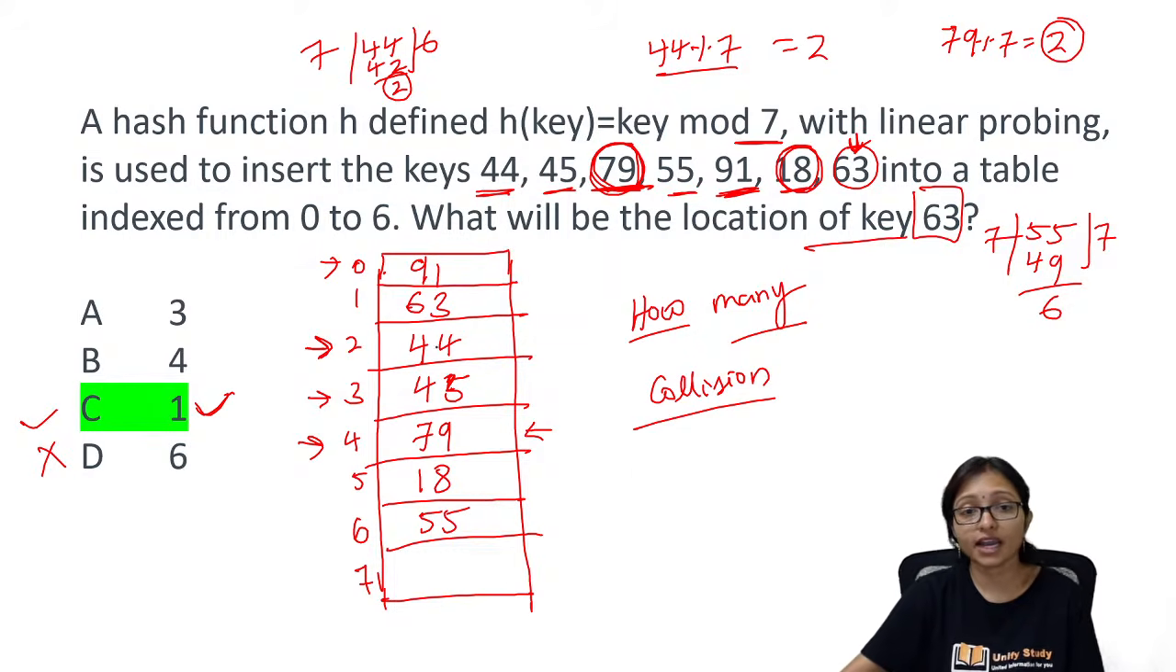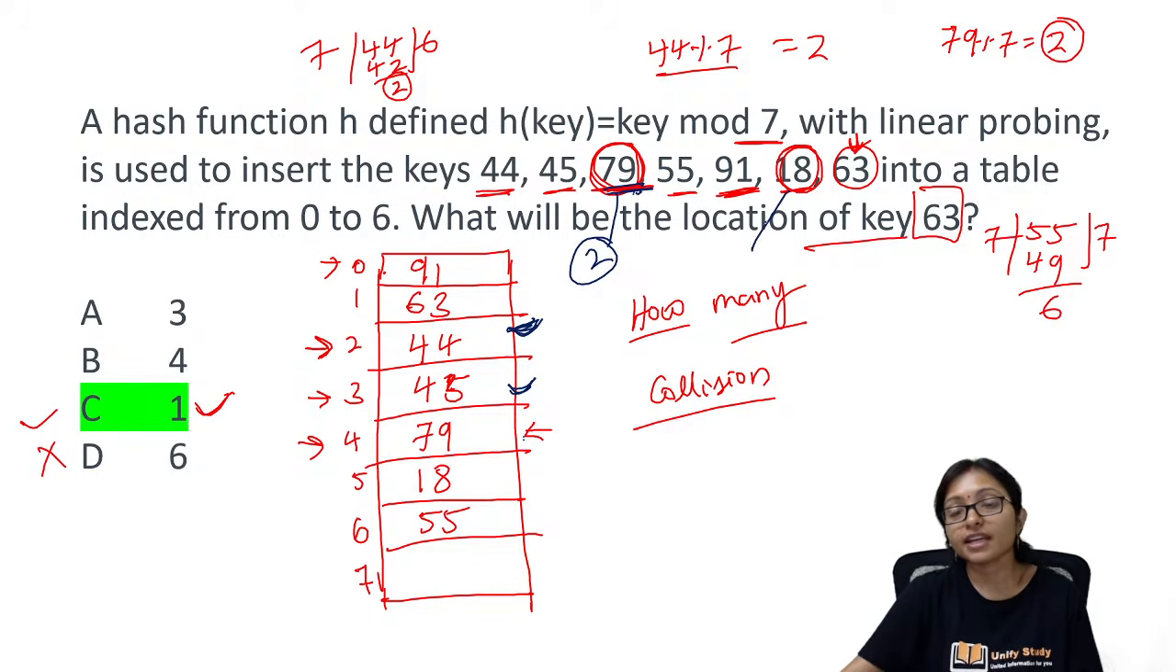For 79, 79 should be in place 2. It is not getting place 2. It is getting placed here. For 79, there are 2 collisions. For 18, how many collisions are there? 18 should be in place 4, but it is coming here. So for 18, there is 1 collision.